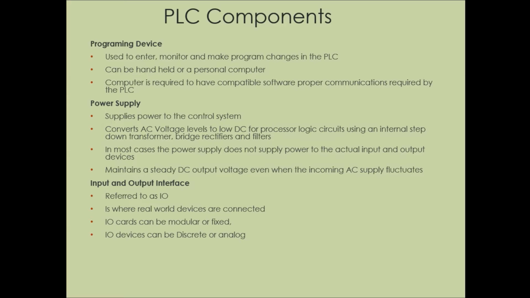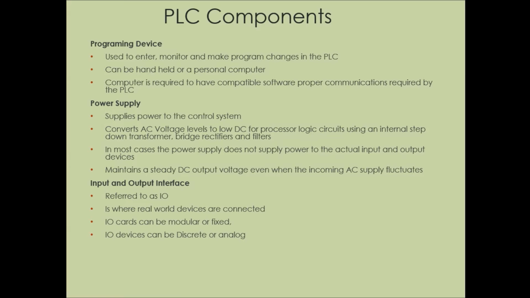Other PLC components. We have the programming device. The programming device is used to enter, monitor, and make program changes to the PLC. It can be handheld or a personal computer. The computer is required to have compatible software and the proper communications required by the PLC. So if you go in there and you want to use RSLogix500 to program a Siemens PLC, it's not going to work. You have to make sure you have compatible software, and as far as communications go, you want to make sure you have the correct drivers, you want to make sure your IP addresses can talk to each other in order to communicate properly on the network.